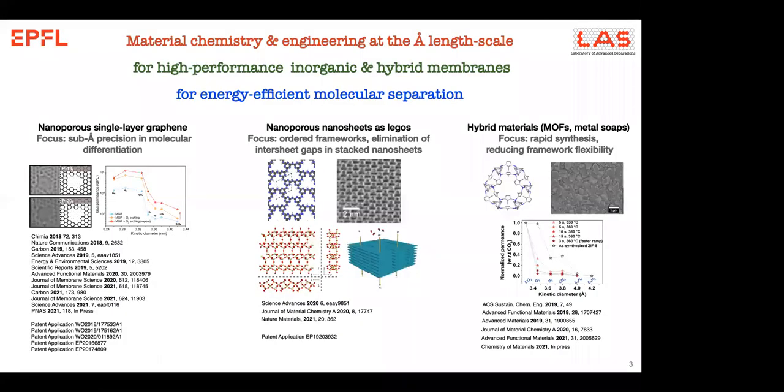My group is essentially working on 2-dimensional materials, but overall, if you read the title here, the focus has been material chemistry and engineering at the angstrom length scale for high performance inorganic and hybrid membranes, and the focus again is energy efficient molecular separation. My group has 3 different subgroups. They're closely working with each other. The first subgroup focuses on graphene, and in particular incorporating precise defects in graphene so that we can carry out gas separation, which requires a sub-angstrom precision, for example, CO2 from nitrogen.